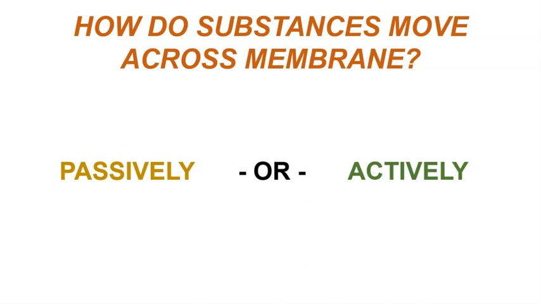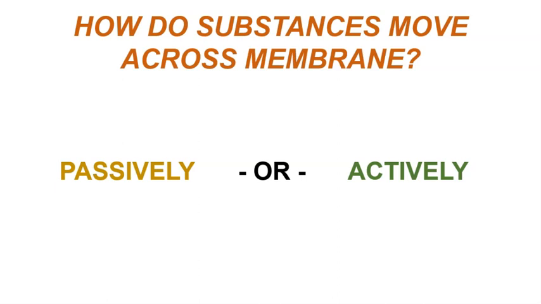So recall that the plasma membrane was described as a selectively permeable barrier. This means that some substances can easily cross the membrane, while others are prohibited from crossing. So now let's see how substances are able to cross the membrane. There are two general mechanisms. There is passive transport and there's active transport.